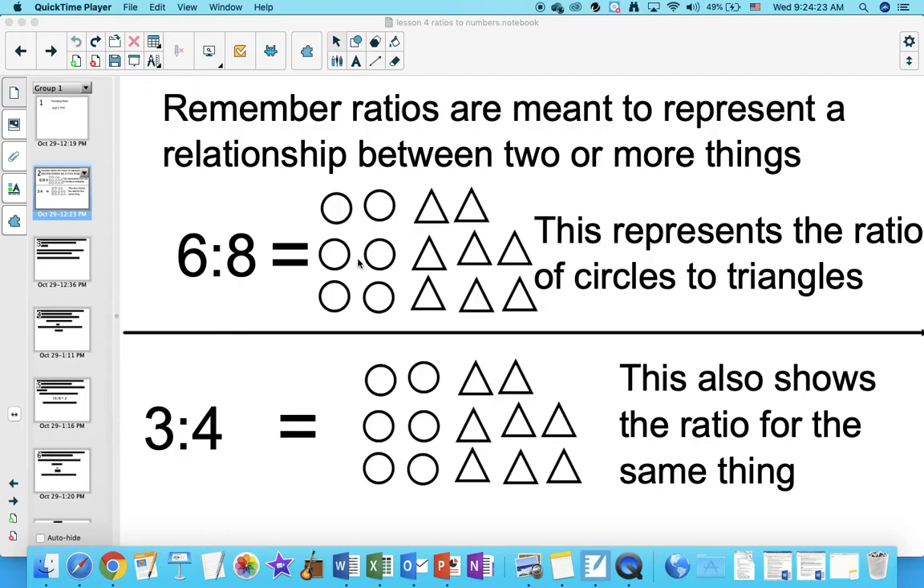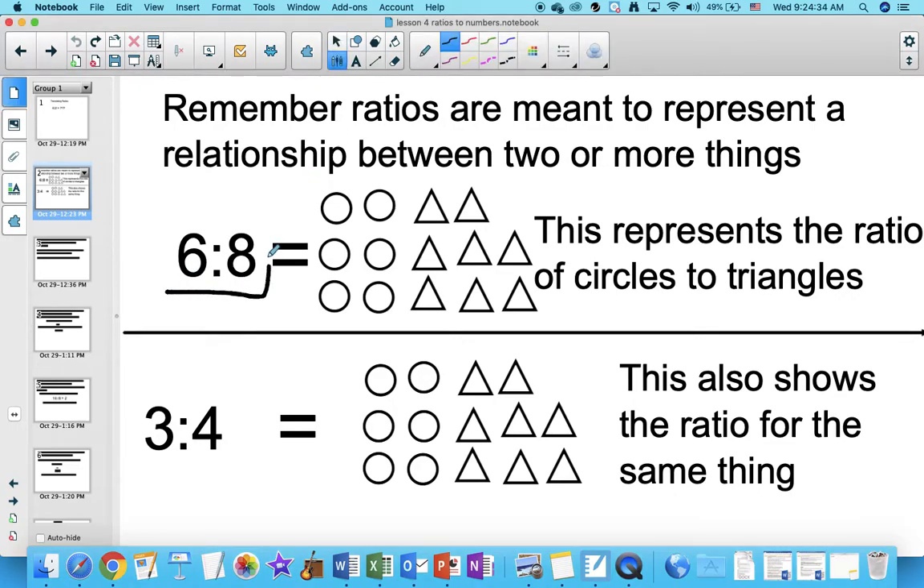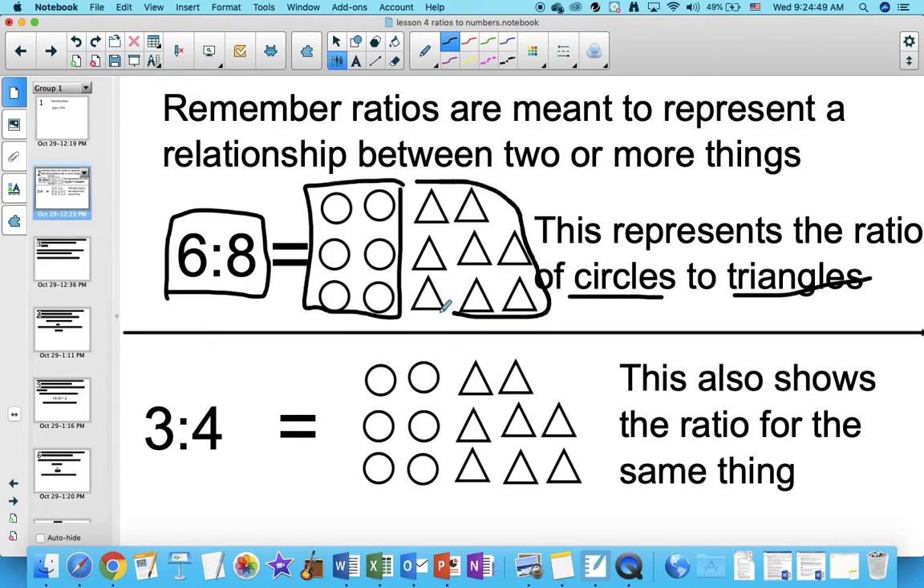So remember, ratios are meant to represent a relationship between two or more things. So when we look at this first ratio here, we have the ratio of 6 to 8. And this ratio represents circles to triangles, right? 6 to 8, we have 6 circles and 8 triangles. 6 circles, 8 triangles. 6 to 8. Simple. Now, if we simplify this ratio into 3 to 4, just like with fractions, right?